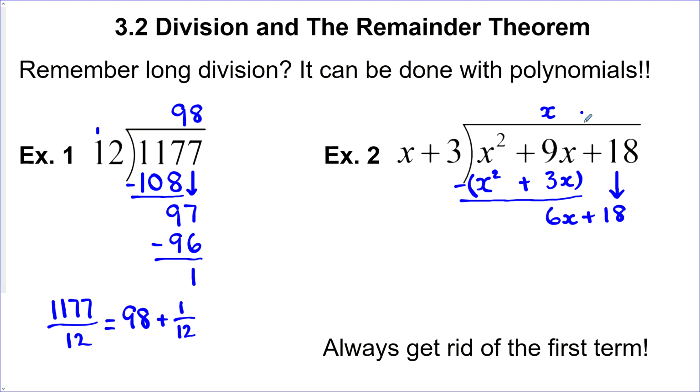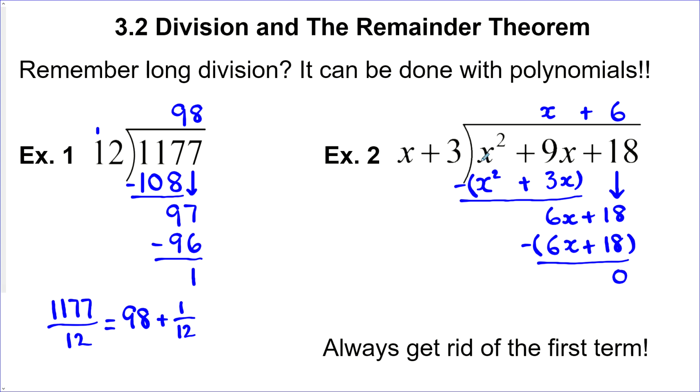So up here, we're going to say, what times x gives me 6x? Looking for this times this to get rid of the first term here. So that would be 6. So 6 times x is 6x. 6 times 3 is 18. So in this case, we matched it up perfect. I'm going to subtract that, and we have no remainder.